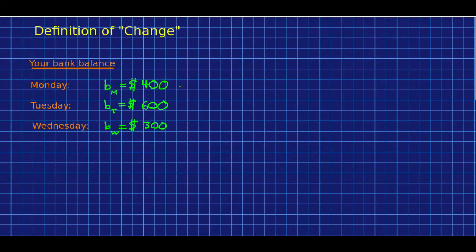Having talked about conservation laws and symmetry and things not changing, now we need to talk about when things do change and how we define a change in a quantity. So as an example, let's take a bank balance. And suppose on Monday your bank balance is $400 and on Tuesday your bank balance is $600. You would write that your change in your bank balance, since I'm using B for bank balance, I'll call this delta B. Delta means change in. I think we all agree the change in your bank balance was $200.